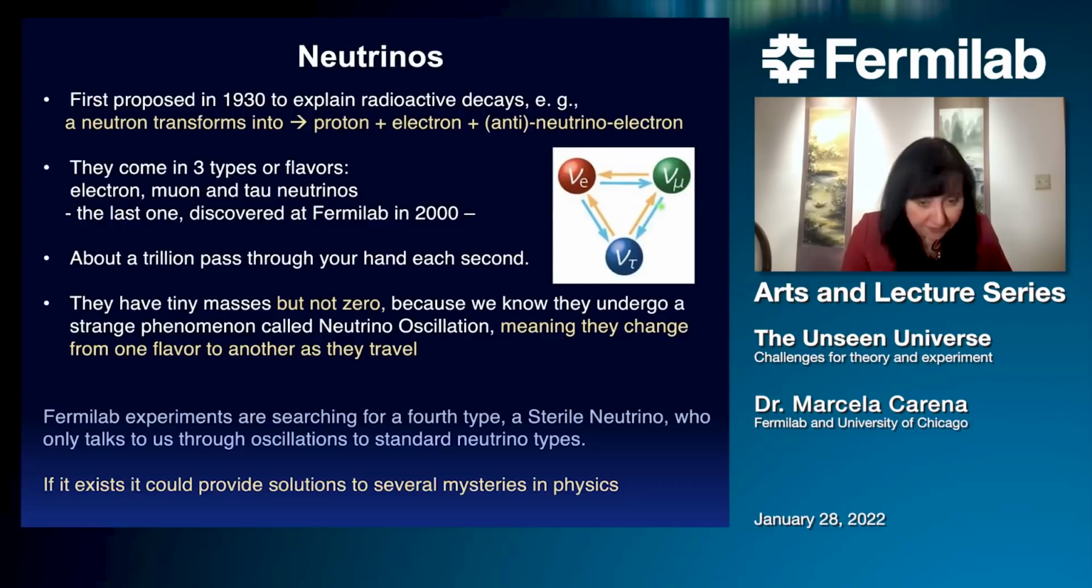So if sterile neutrinos exist, and this is one of the biggest things we're trying to understand, it could provide solutions to several mysteries in physics. Among them, they could explain some peculiar behavior. Like MiniBooNE, one of the experiments at Fermilab, and other experiments in other places, they have seen things that are not matching perfectly what we expect.